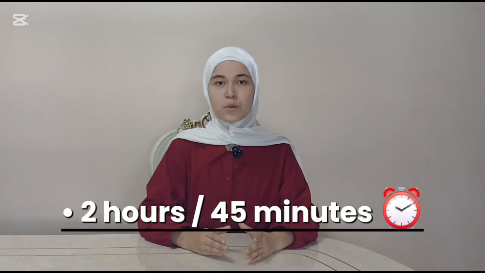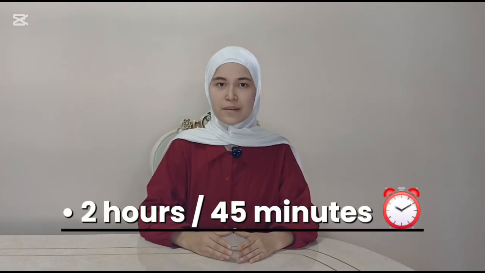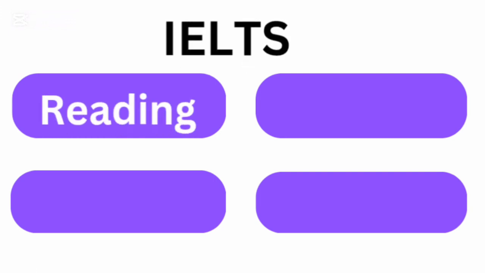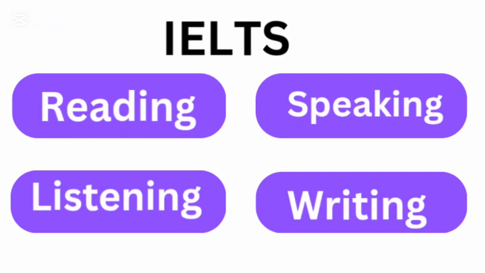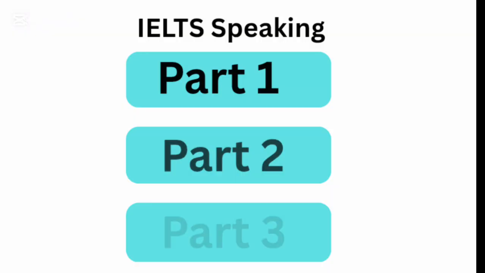In the IELTS exam, in total we have 2 hours and 45 minutes and 4 sections. These are IELTS reading, listening, speaking, and writing. In IELTS General Training and Academic, the IELTS speaking and listening sections are the same. In IELTS speaking, we have 3 parts.